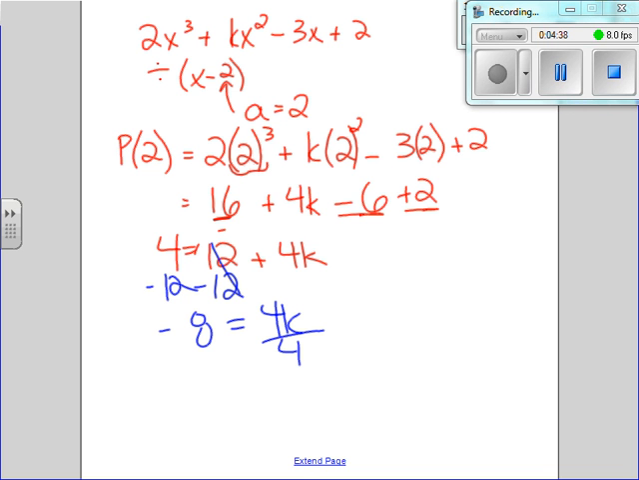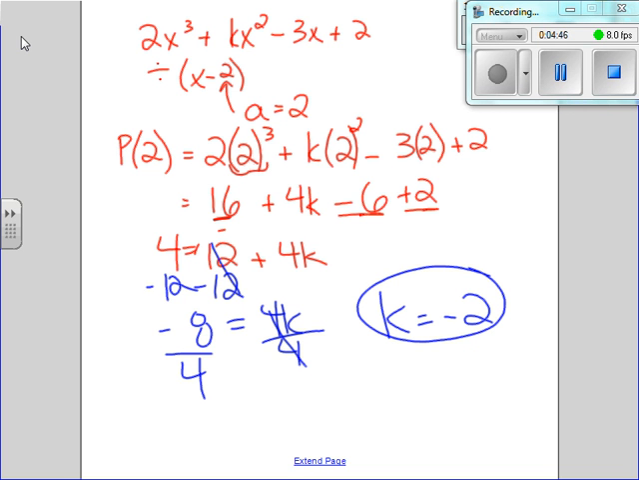We've got our answer at the end of it. So k equals negative 2. So the polynomial is actually 2x cubed minus 2x squared minus 3x plus 2 if we put that value of k in. So it's not too bad actually. Once you get the hang of things, they are really quite simple. All right, the next one we're going to do is 9a.